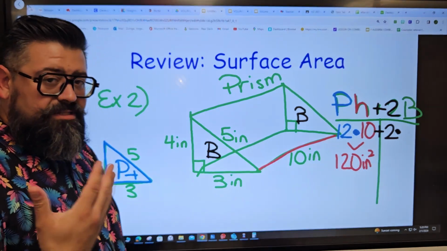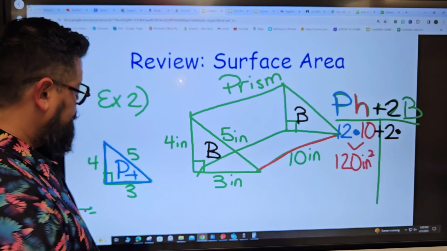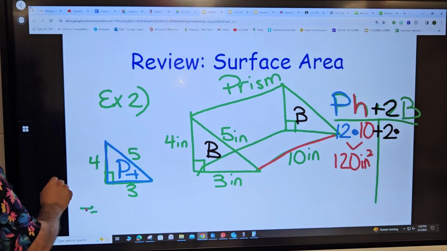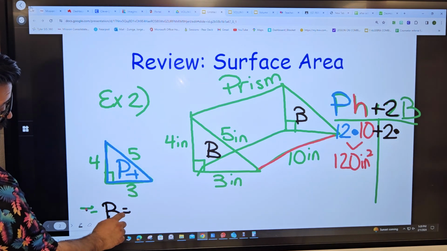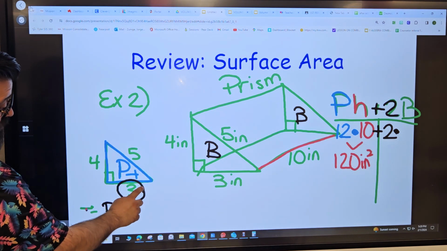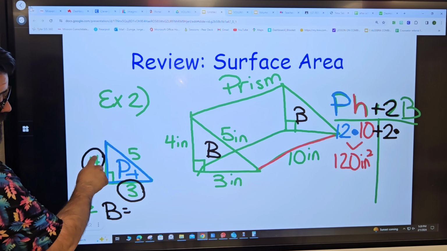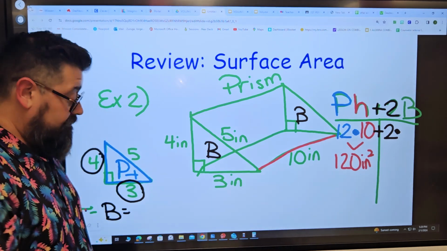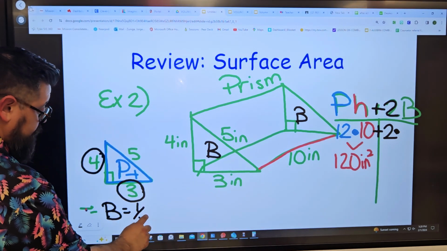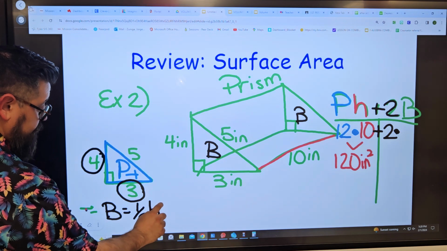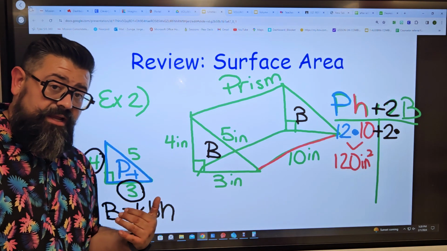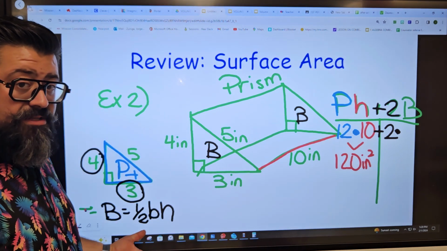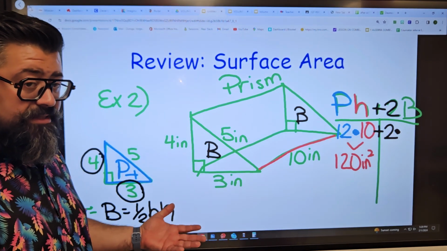It's not that hard. You just need to memorize that a triangle, here's my triangle. If you want to find the area, you're gonna take the base of the triangle times the height of the triangle, and then you're gonna cut it in half. This is the formula. So guys, what is 4 times 3? 4 times 3 is 12. What's half of 12? It is 6.